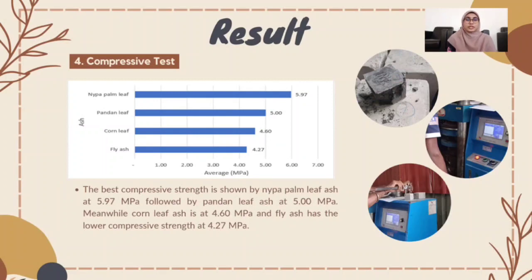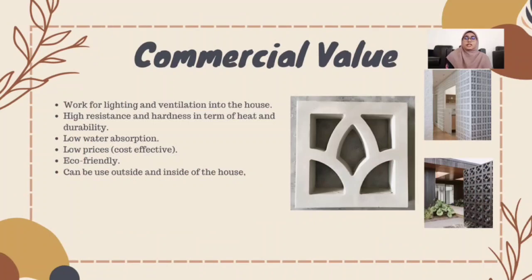And then lastly, we proceed to the last result, the compressive test. The best compressive strength is shown by Nipah palm leaf ash at 5.97 megapascal, followed by pandan leaf ash at 5 megapascal. Meanwhile, corn leaf ash is at 4.60 megapascal, and fly ash has the lowest compressive strength at 4.27 megapascal.